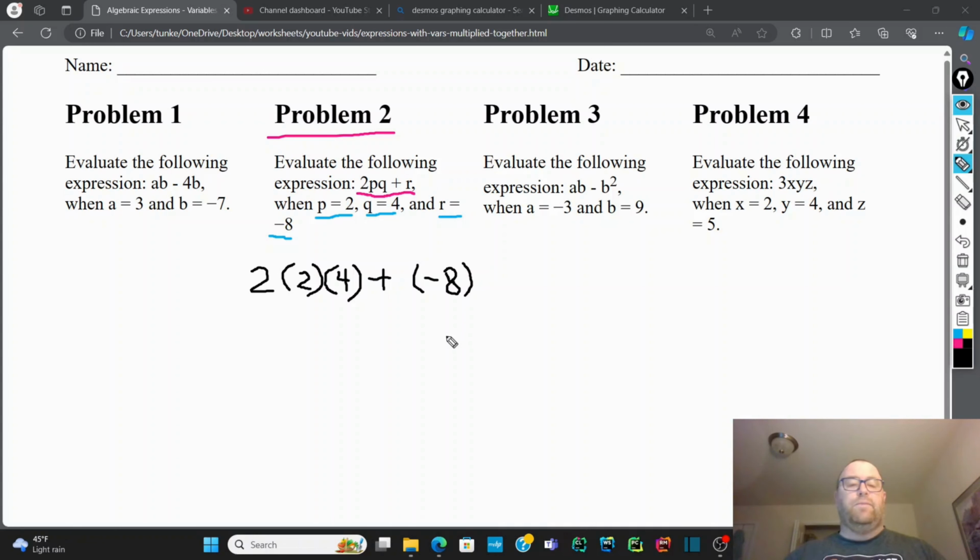Okay. First off, I'm going to want to do this multiplication. So 2 times 2 is 4. So we are essentially getting 4 times 4 plus -8. And 4 times 4 is 16. So we get 16 plus -8.